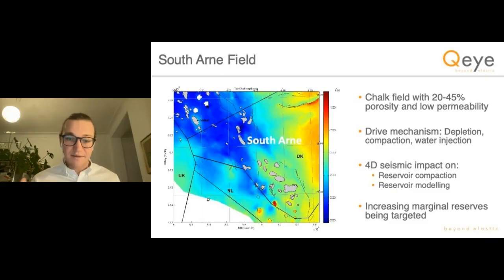And the goal of this study is to identify areas where production had taken place, and secondly, use that to identify areas where we could potentially do a little bit of infill drilling where marginal reserves are still existing.